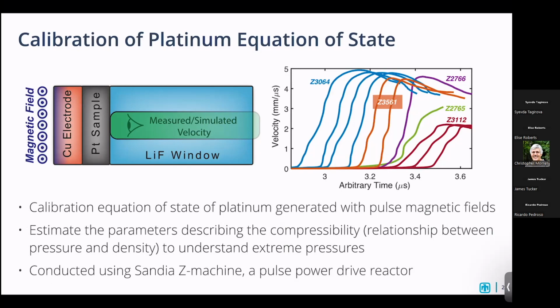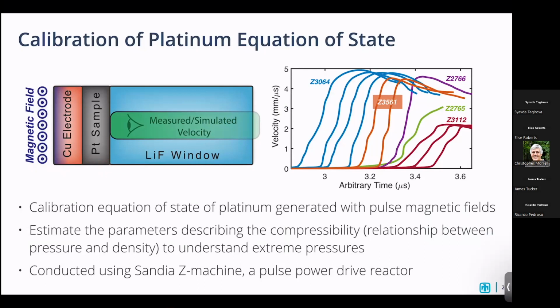What it does is it basically compresses this magnetic field down into space and time, where we can have the material change phase during the experiment. So we have this magnetic field that hits an electrode. Shown on the left is our experimental setup, where we have a magnetic field that induces current on an electrode and hits the platinum sample, which makes it change phase. And we measure that velocity change by having a probe that looks in this direction.